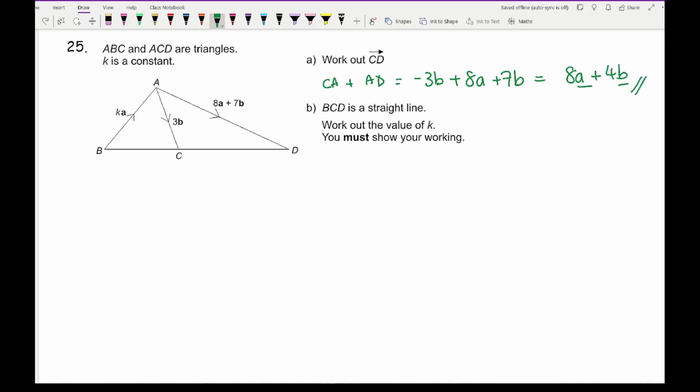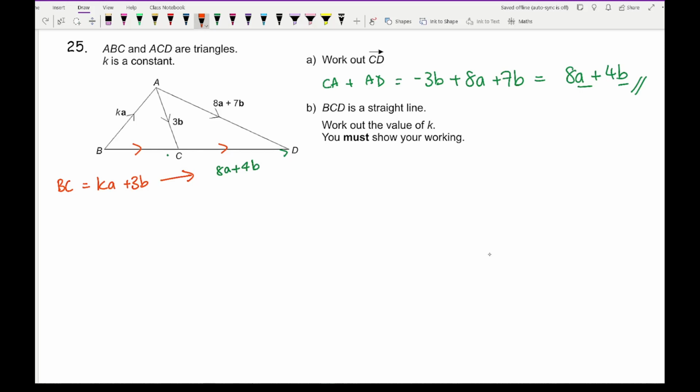It then says that BCD is a straight line. Work out the value of k. So BCD is a straight line. First of all, we know that this is 8a plus 4b. Let's first of all get the arrows in the right direction. So this is that. Then B to C is going to be equal to ka plus 3b. Now, if they're on a straight line, then what that means is that BC is going to be a multiple of 8a plus 4b.